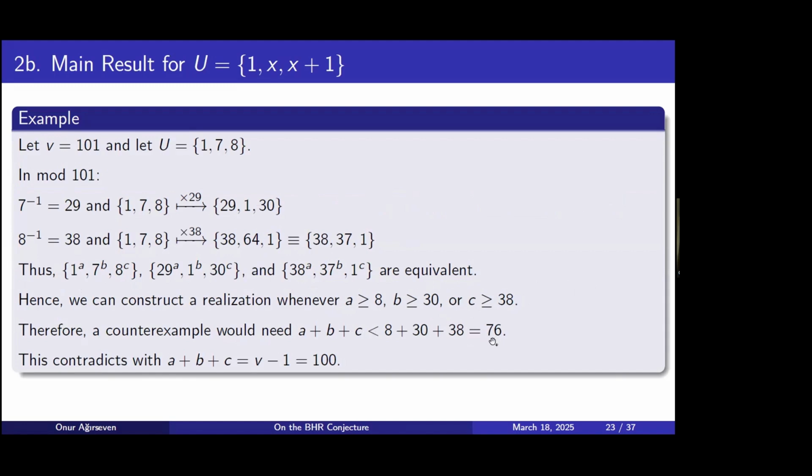But this needs to be a Hamiltonian path. It needs to span the complete graph. So it cannot be of any length less than V minus 1 and still span V. So it needs to have length 100, but this condition tells me that it needs to be 76 in order for there to be a counterexample. And hence, a counterexample cannot exist. And hence, the BHR conjecture holds as long as V is large enough.